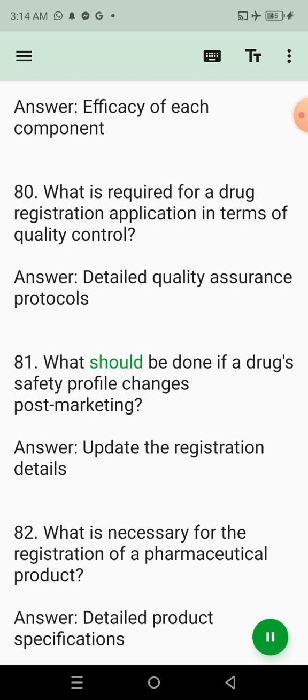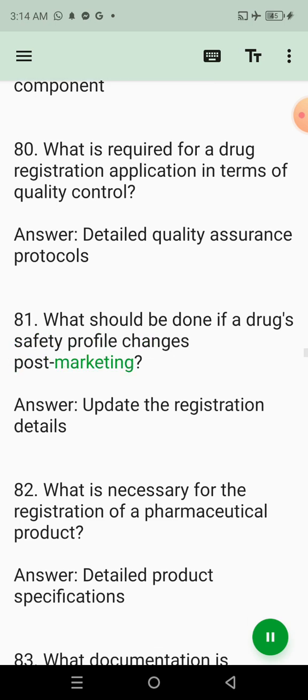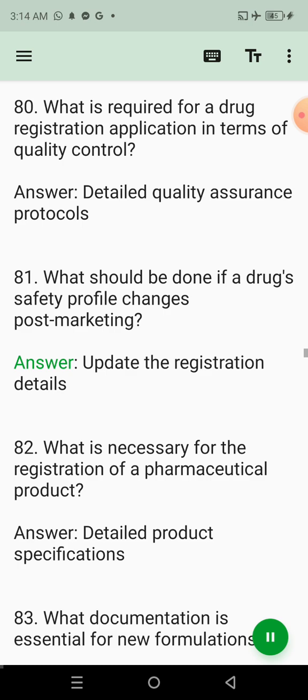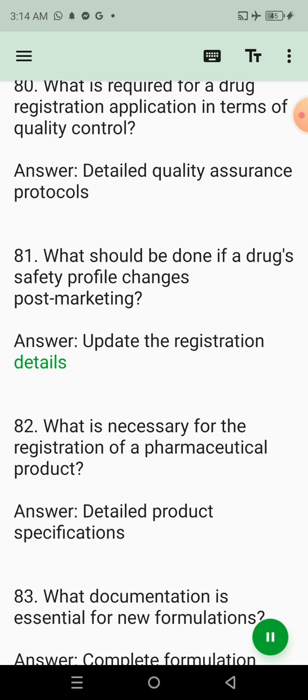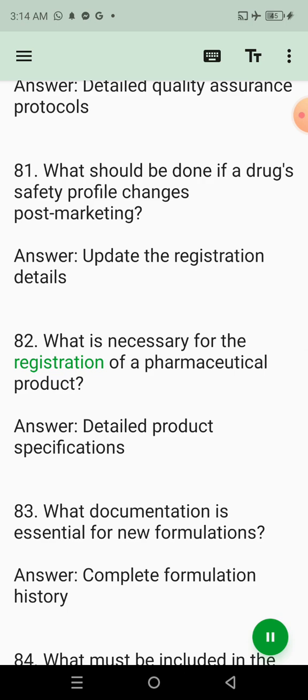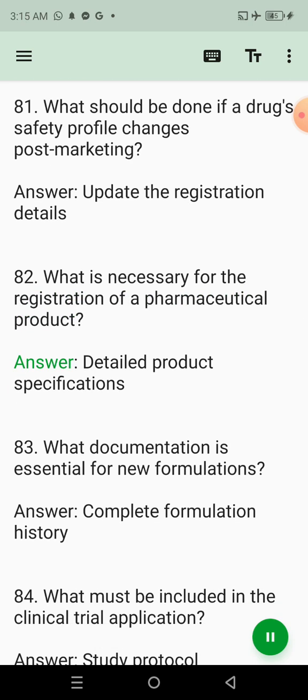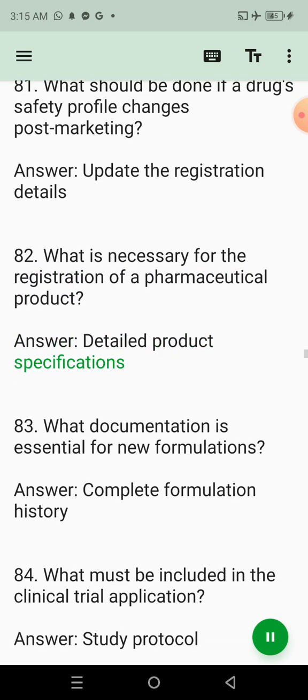81. What should be done if a drug's safety profile changes post-marketing? Answer: Update the registration details. 82. What is necessary for the registration of a pharmaceutical product? Answer: Detailed product specifications.